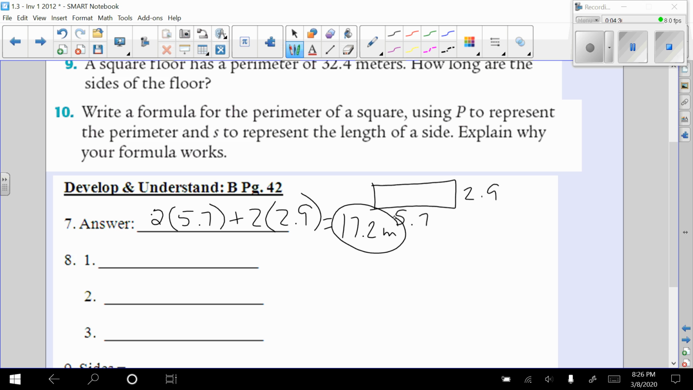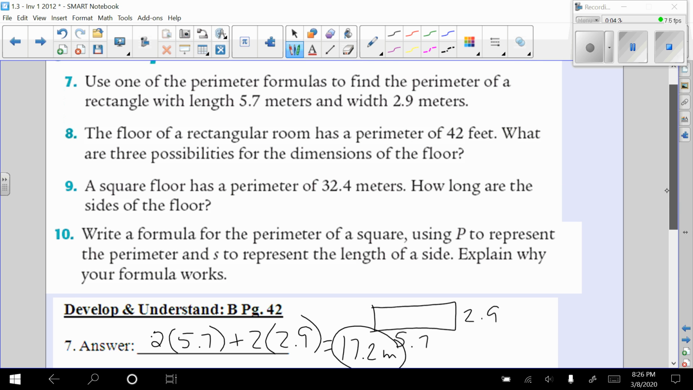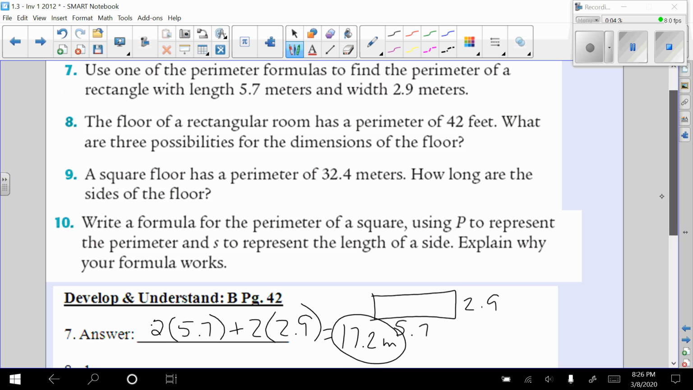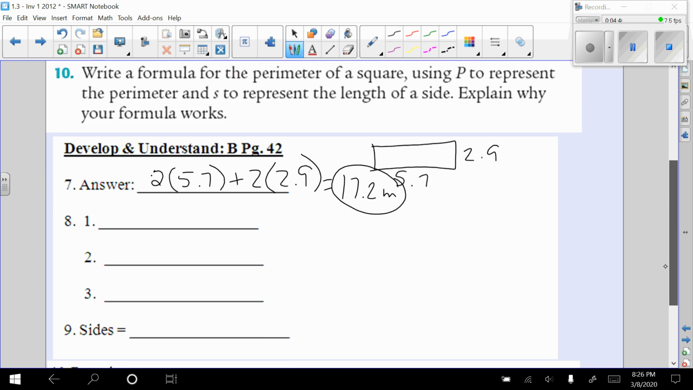Now the next one says, go ahead and try to find, for the floor plan of a rectangle that has a perimeter of 42, what are 3 possible dimensions that we could use? Well, that means what am I going to multiply, 2 times the length, 2 times the width, to get to that? There are actually 10 options that you could use.